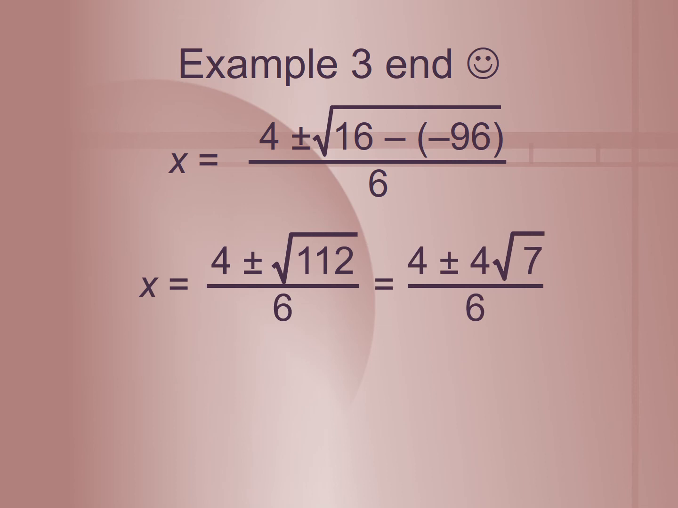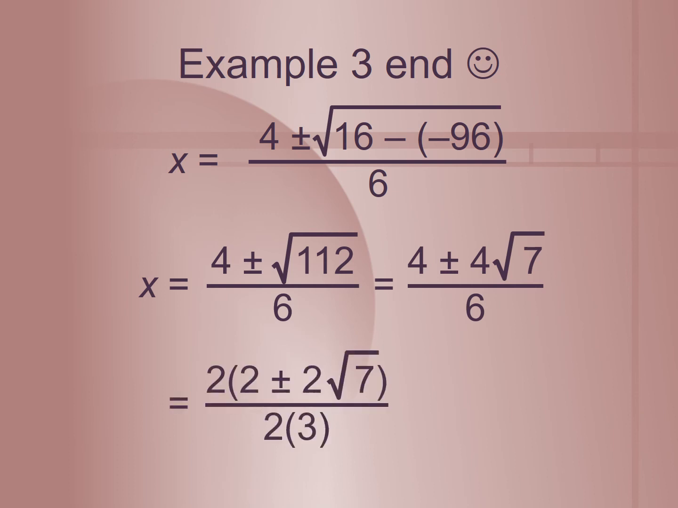From here, I'm going to go ahead and rewrite my denominator as a denominator of each term. Actually, before that, let's go ahead and factor out a 2 from the 4's and rewrite 6 as 2 times 3. And the reason we want to do that is because that means that these 2's will cancel, leaving us 2 plus or minus 2 square roots of 7 over 3.